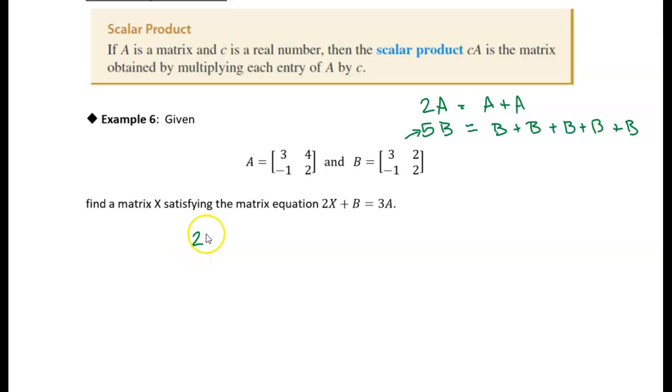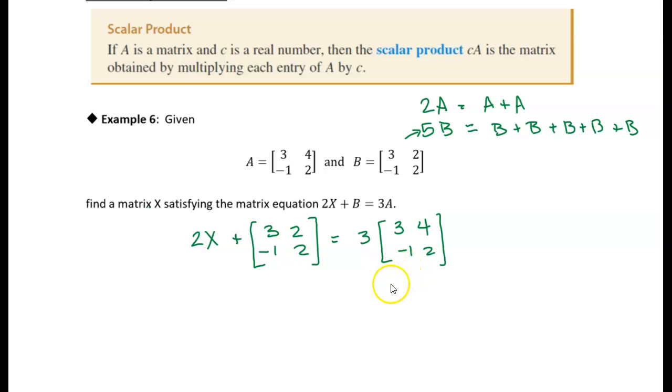So we have 2X, X is what we're trying to find, plus B, and B is the matrix 3, 2, negative 1, 2. That's our B matrix. And we're told that that's equal to 3 times A, where A is 3, 4, minus 1, 2.